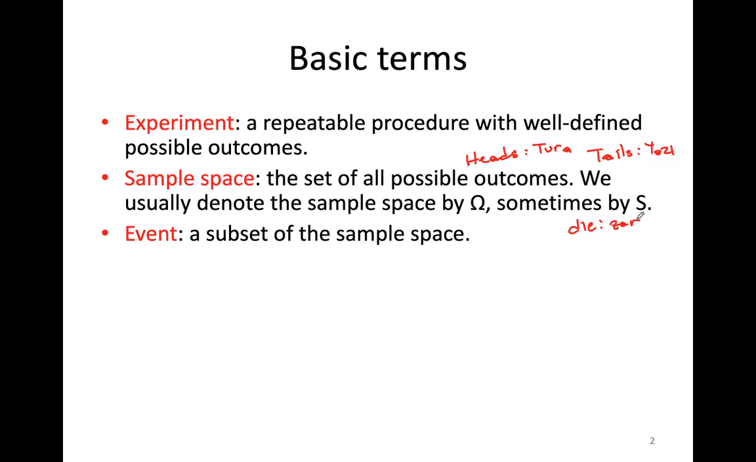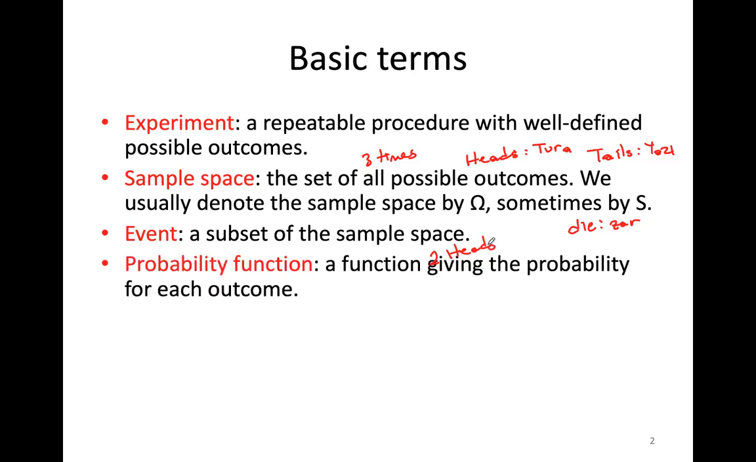Out of all these possible outcomes, if I say I am only interested in 2 heads when I flip a coin 3 times, that becomes the event. It is like a subset of the sample space. I'm flipping a coin 3 times. This is my sample space, and the event will be 2 heads. So this is an event.